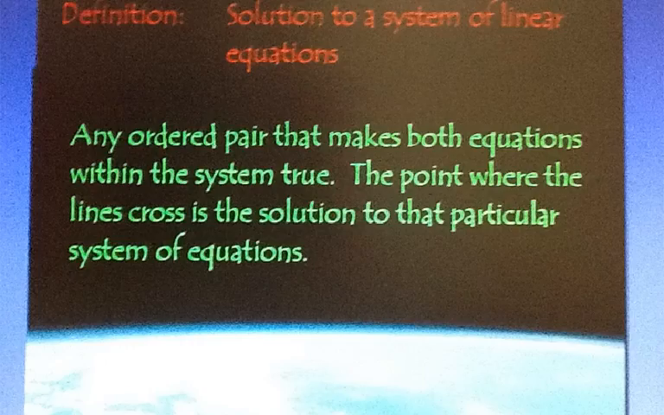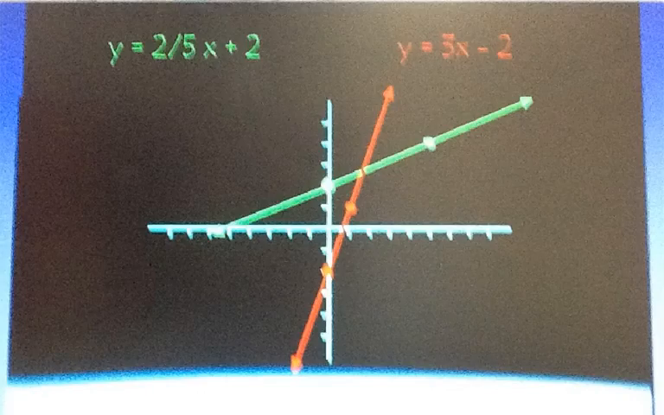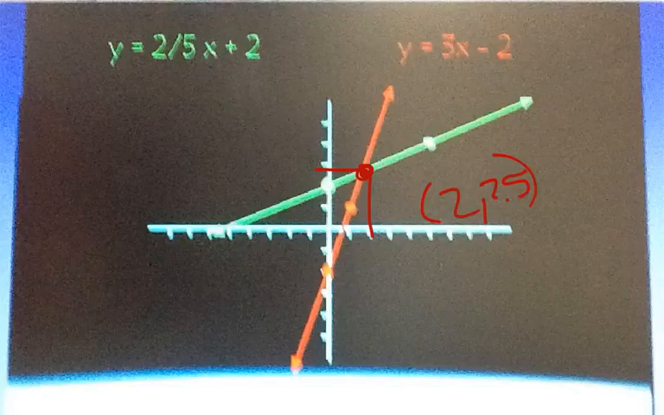The solution to a system of linear equations is any ordered pair that makes both equations within the system true. The point where the lines cross is the solution to that particular system of equations. So right here on this one, your solution is this point where those two lines are crossing. Your solution would be given as a point, so that's over about 2 and up about 2.5, so (2, 2.5) would be your solution.